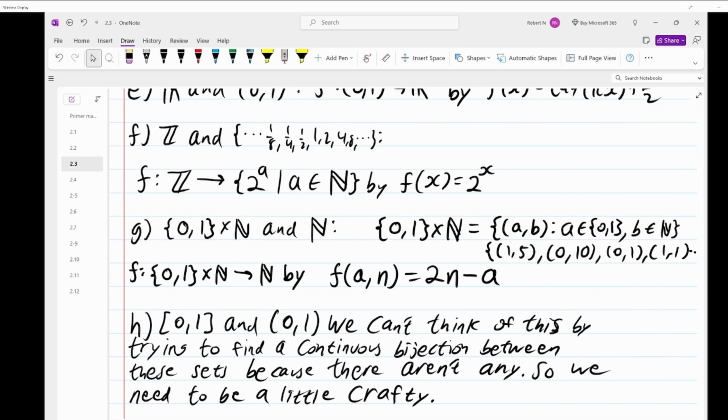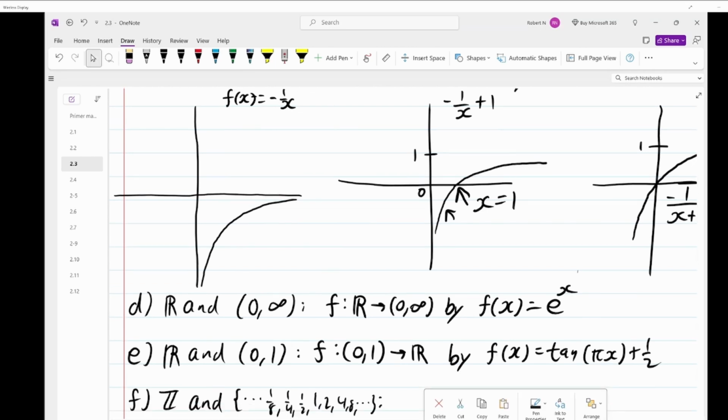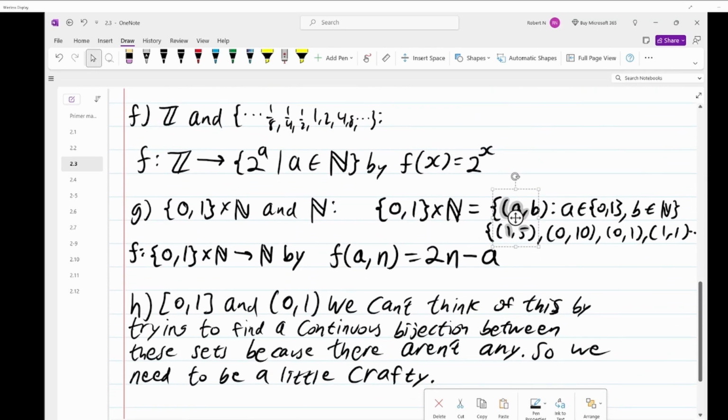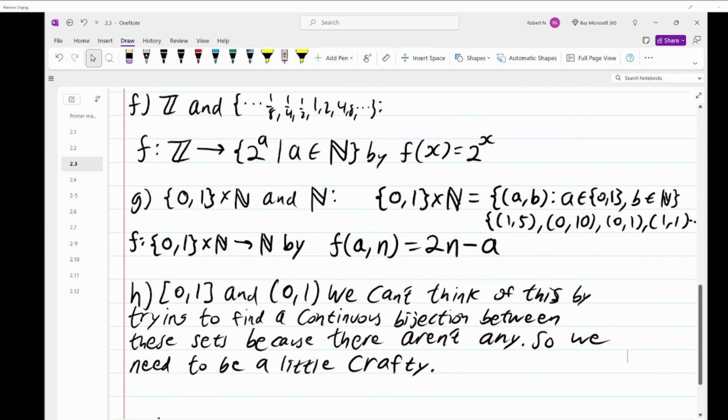Okay. The closed interval from 0 to 1 and the open interval from 0 to 1. When we had intervals before, we thought about graphs and we thought about continuous functions from this interval to that interval. Topology tells us there are no continuous bijections between these two sets. So we've got to be a little crafty, as the subtitles say. So I'm going into Hilbert's Hotel. Actually, I can't use Hilbert's Hotel here because that's countably many rooms.